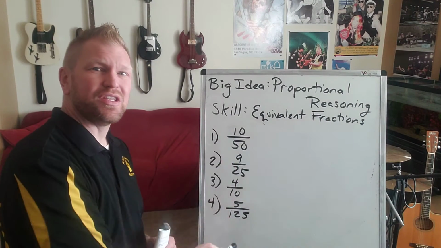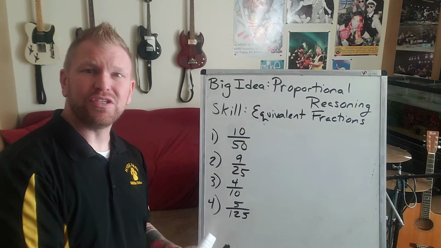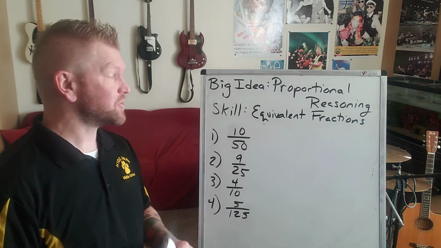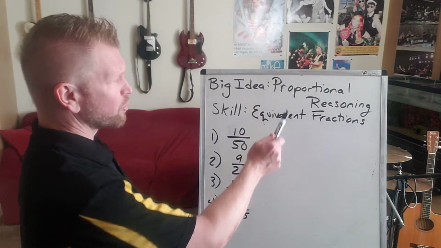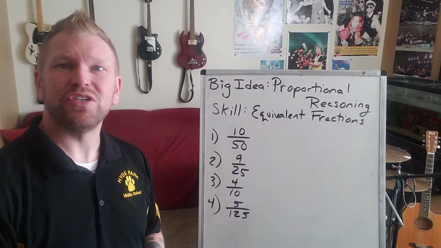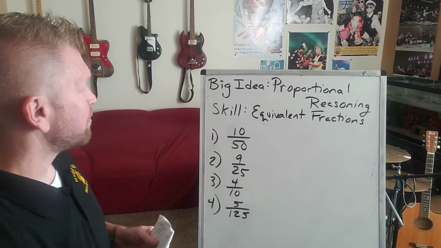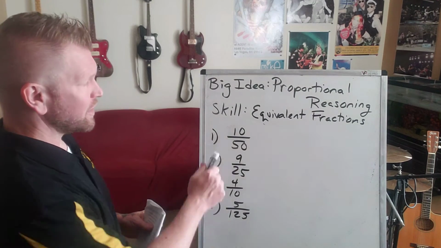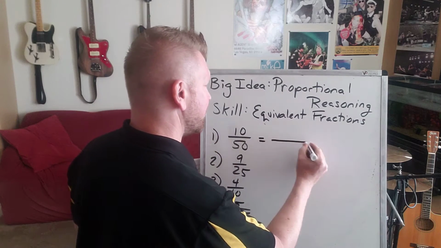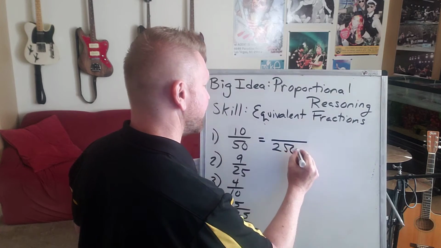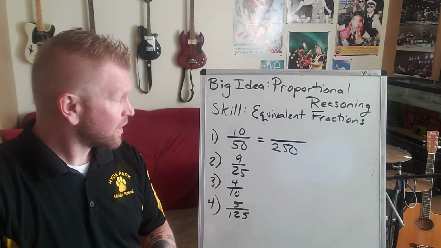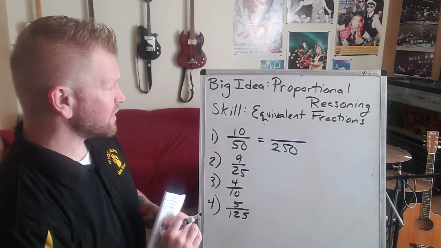We have to put these candidates in order from least to greatest according to the votes that they would get in this mock election. So the big idea is proportional reasoning, and we're going to use the skill of equivalent fractions to display that proportional reasoning. For example, for the first candidate, we know that that candidate got 10/50ths of the vote, but what we'd like to know is how many votes would we expect out of 250, since in the word problem there are 250 total votes. All right, so we could use proportional reasoning to scale up.